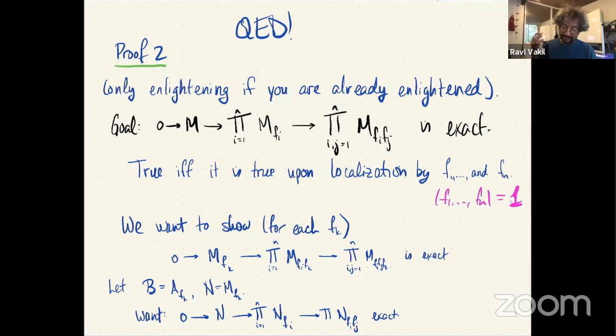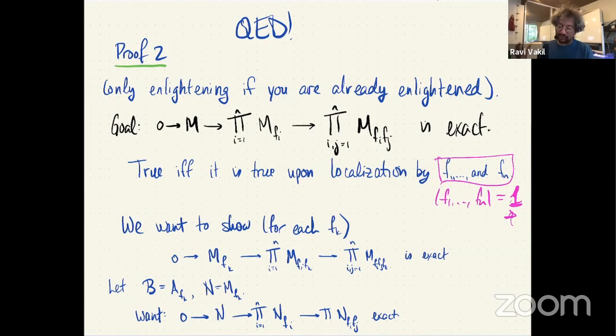It's the statement that if you have a sequence and you're wondering whether it's exact, you can check whether it's exact after localizing at a bunch of elements spanning the unit ideal. And now what really is going on there is that you could capture the failure of exactness by this thing called homology, which is literally the failure of exactness.